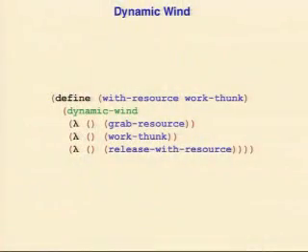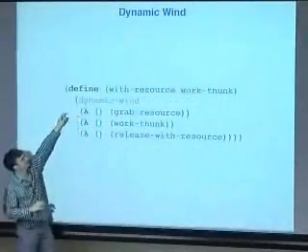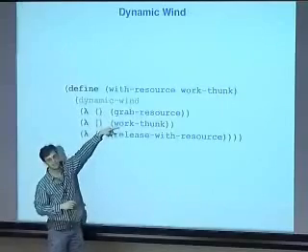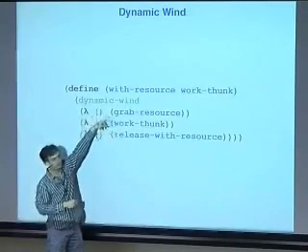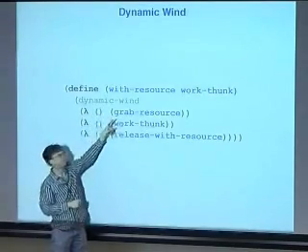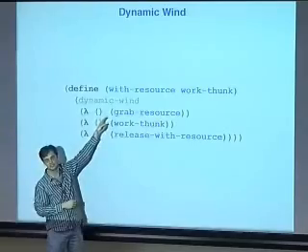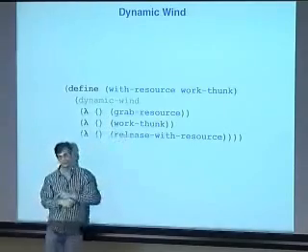In Scheme, the job for doing all this is dynamic wind. So dynamic wind tells the runtime system, cooperate with continuations anytime you get into work thunk, either by normal flow going in or by continuation jump going in. Make sure you grab the resource. Make sure you do whatever this first thunk says. Whenever you jump back out, you return back out, whatever, then you need to release the resource.